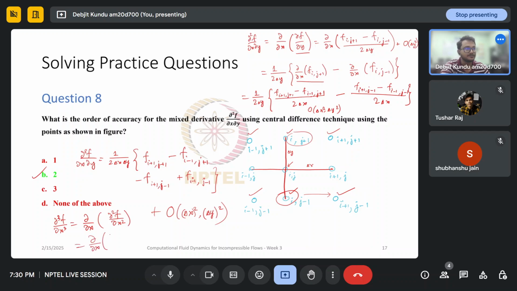If you are doing this, then again dou x of dou f dou x. Let's say you did this central difference once, then you got something. Then you again use the same central difference technique. For the initial one, it would be second order. For the second time, well, no, it does remain second order. Right? Oh yeah, you're right.